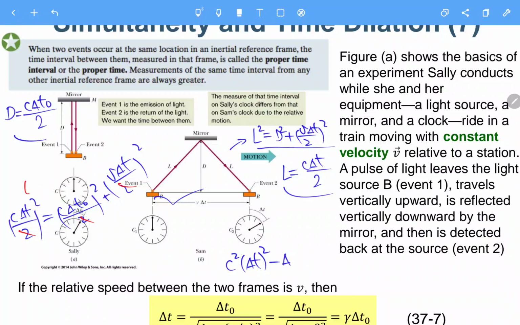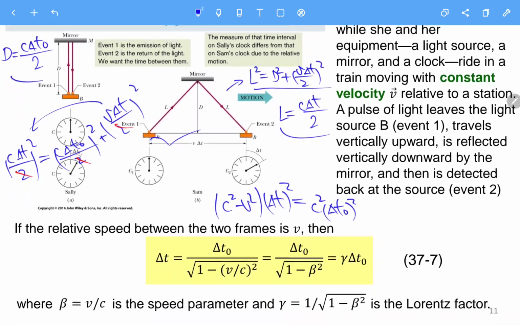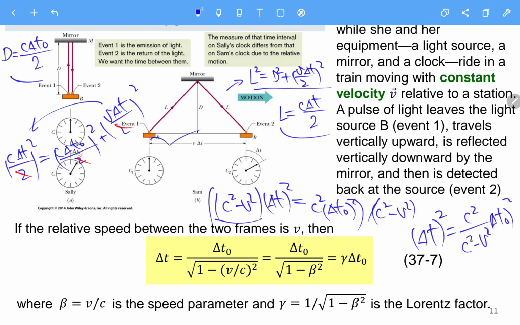No, I should not move this term over. I should move this term over, so that we can factor out delta t squared. So it will be c squared minus v squared, multiplied by delta t squared, equals c squared times delta t0 squared, like this. Okay, so finally we divide c squared minus v squared on both sides. So we will have delta t squared equals c squared over c squared minus v squared, and then delta t0 squared. And then we take the square root on both sides.